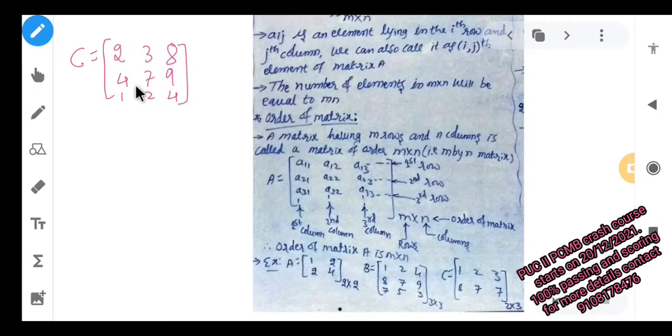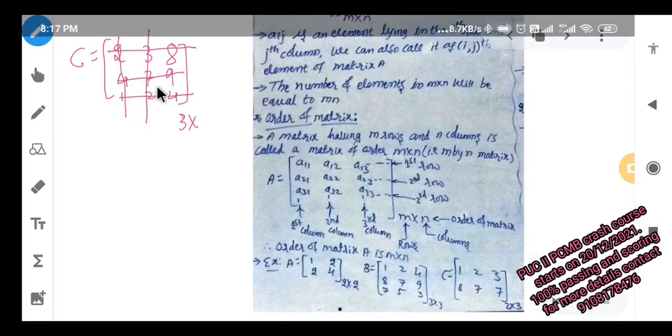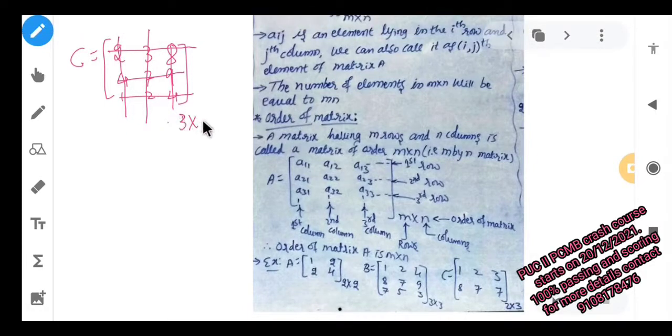Okay, see how many rows are there in this matrix. So just for your understanding, we have drawn the horizontal lines. So 1, 2, 3. 3 rows by. We are going to call this as a by. Next, how many columns? So see here 1, 2 and then 3. So 3 by 3. Okay, order of this matrix C is 3 by 3.